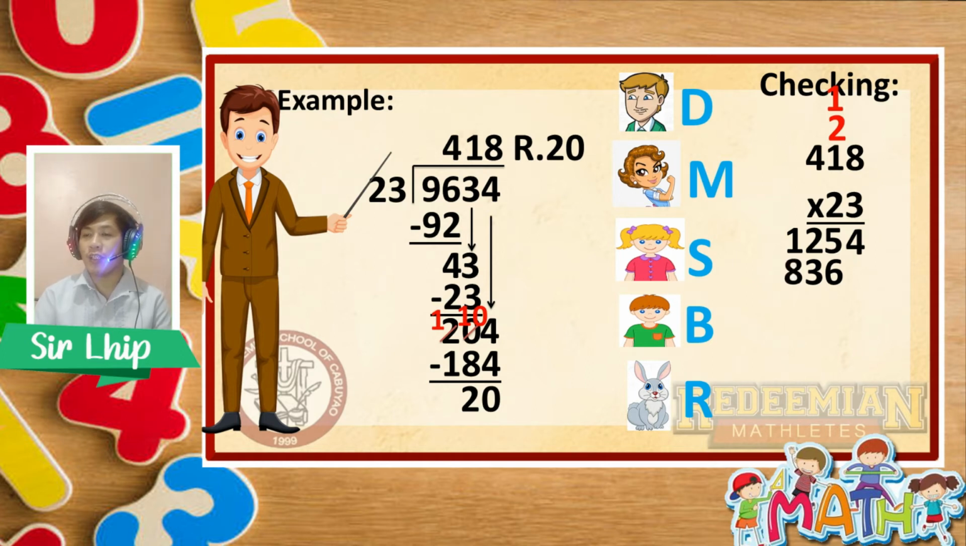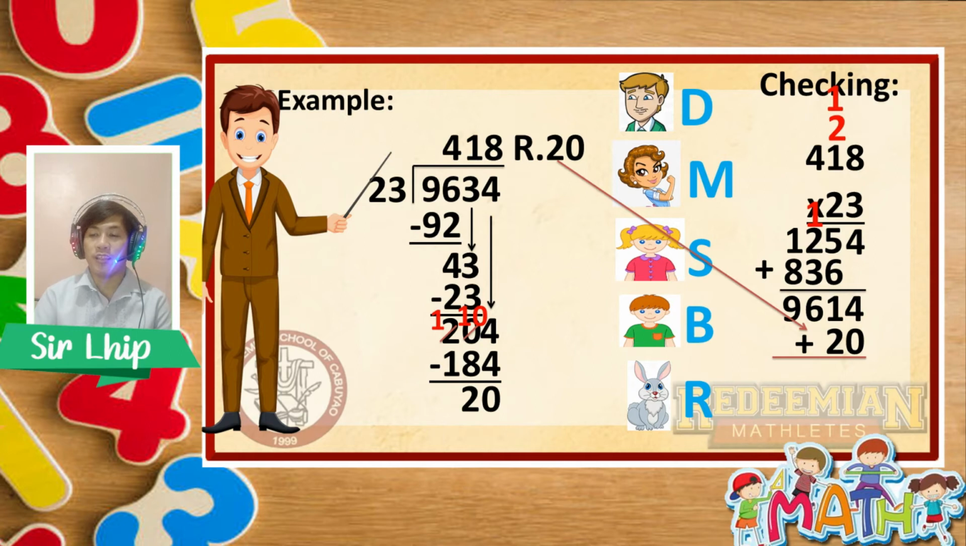Then, add, bring down 4. 6 plus 5 equals 11, carry 1. Then, 1 plus 2, 3, plus 3 equals 6. Then 1 plus 8 equals 9. Then add again the remainder. So 9,614 plus 20. So 0 plus 4 equals 4. 2 plus 1 equals 3. Bring down 6 and bring down 9. So the answer is 9,634. Same as the dividend.